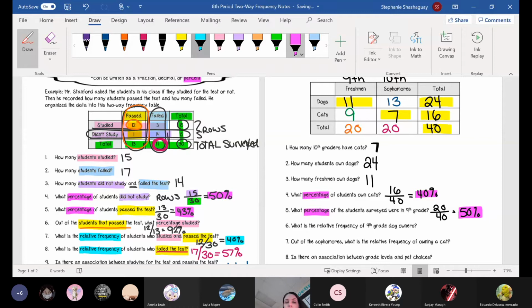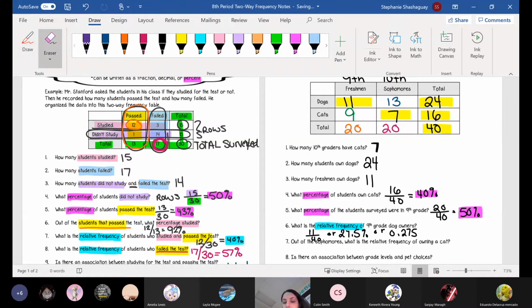What is the relative frequency of 9th grade dog owners? So 9th grade dog owners is 11. 11 out of 40 can be written as 27.5%, or 0.275. They all mean the same thing.